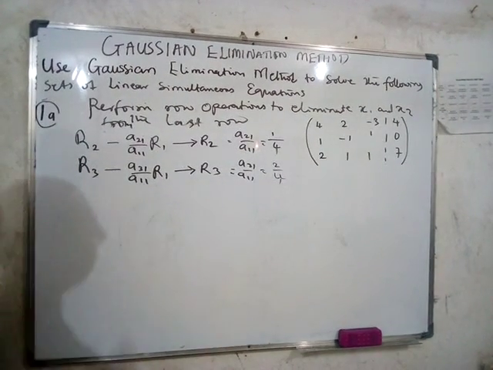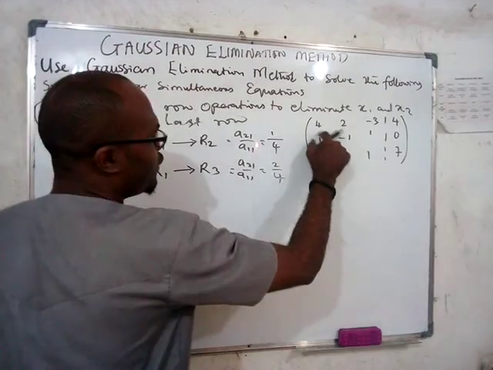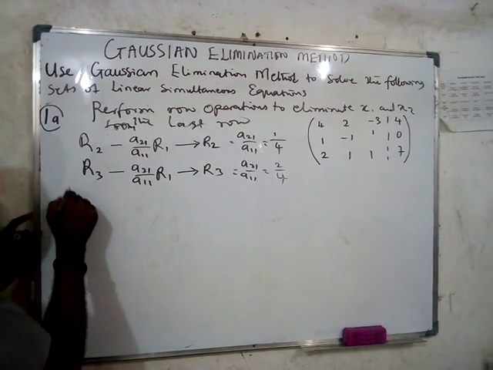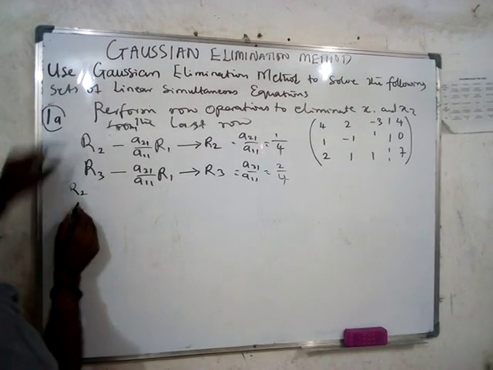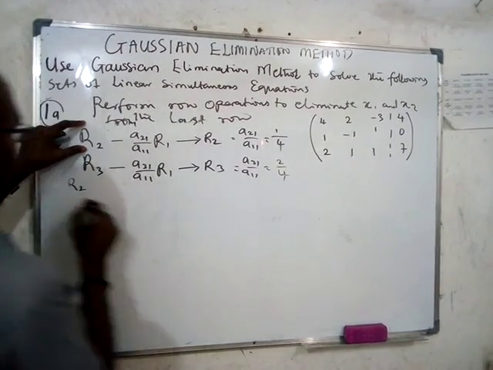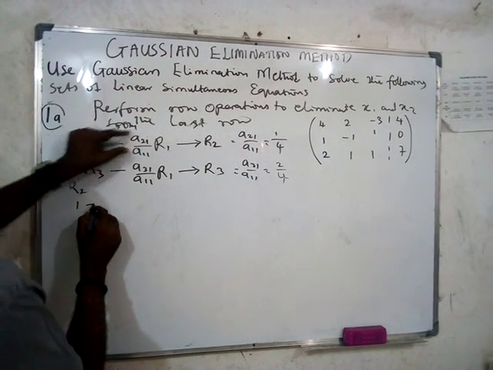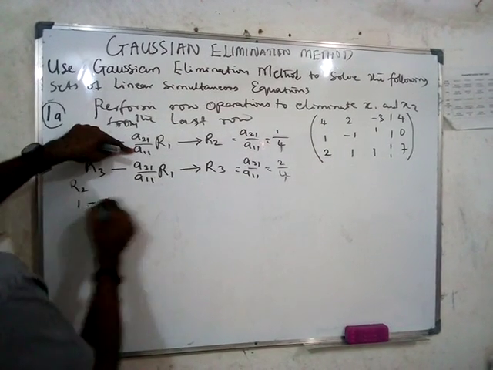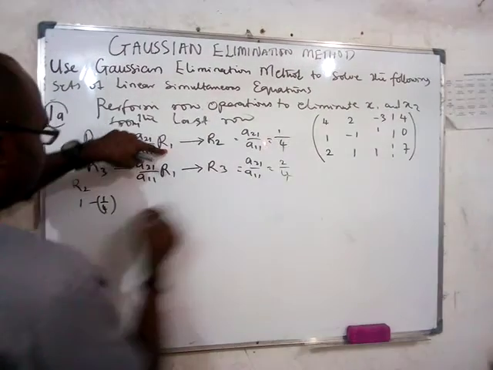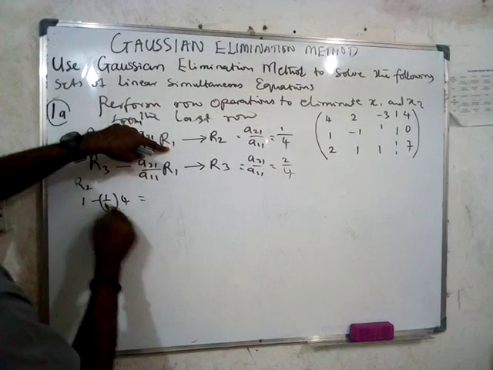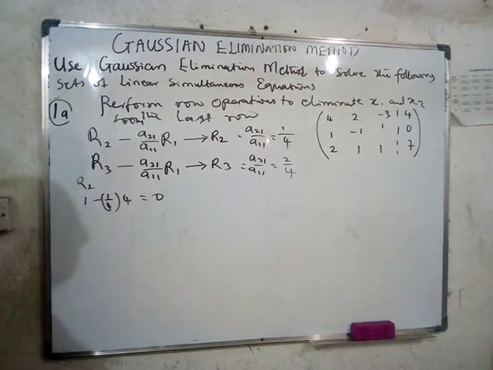So we now start the row operation. For the row operations for row 2, the first one is going to be what? Row 2, the row 2 is what? 1 minus a21 over a11, which we already know as 1 over 4, times R1 of it, which is 4. So this will give us, cancel, it will give us 0.